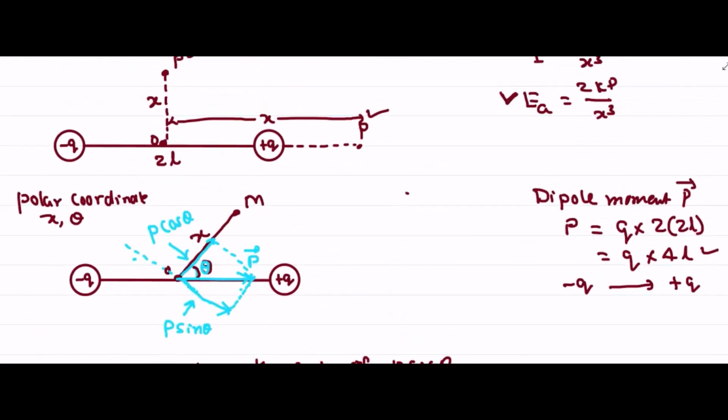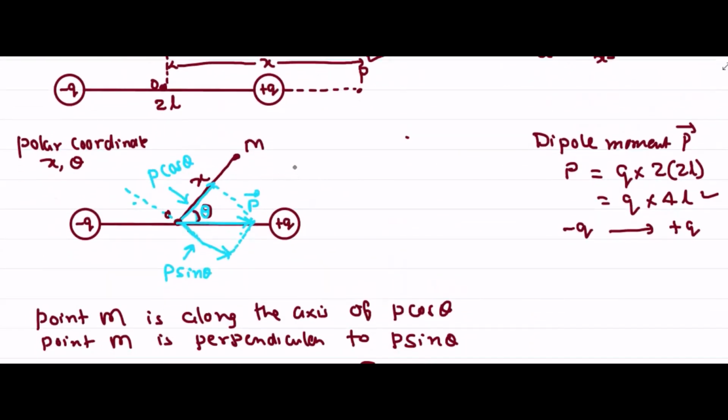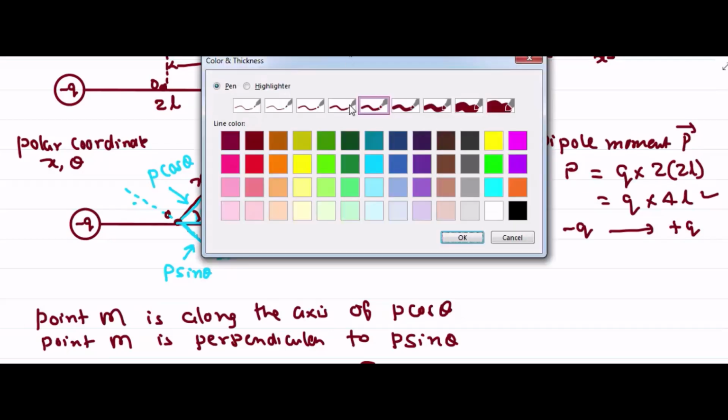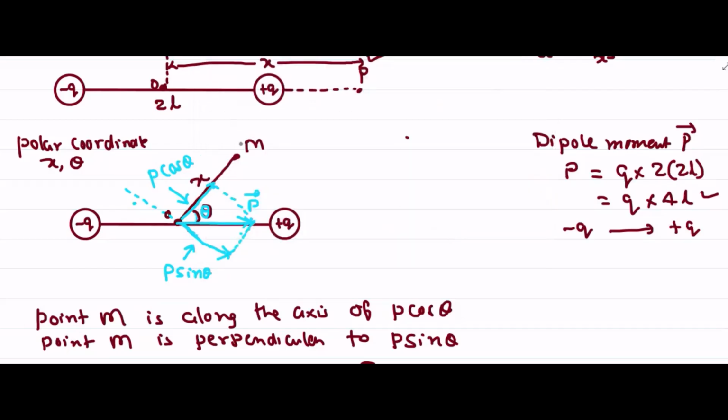Right, let's go back to the diagram and see what are the directions of E axis and E perpendicular. We know that E axis will be along the axis, so this is the direction of E axis, the same as the direction of p cos theta. As far as E perpendicular is concerned, we know that it is opposite to the dipole moment. Since p sin theta is in this direction, the direction of E perpendicular will be this. The resultant of both these vectors will be this. This will be E net, so this gives me the direction of E net.